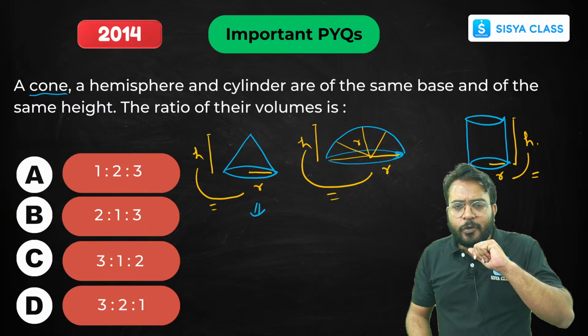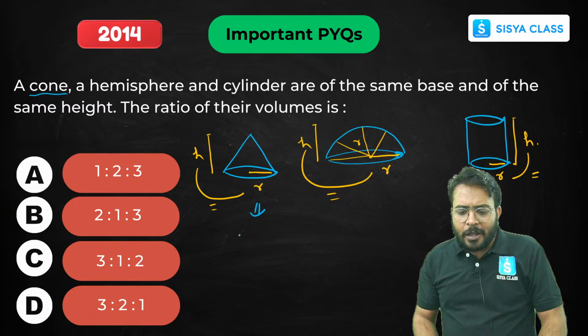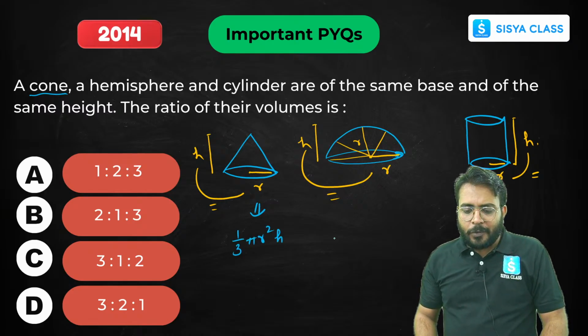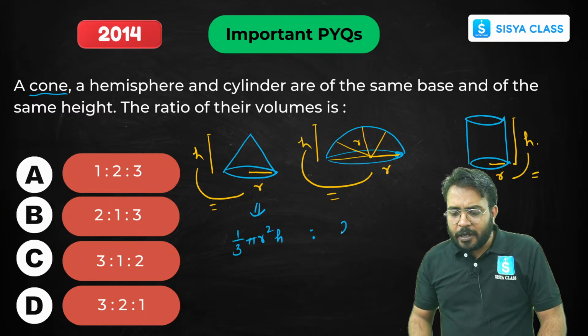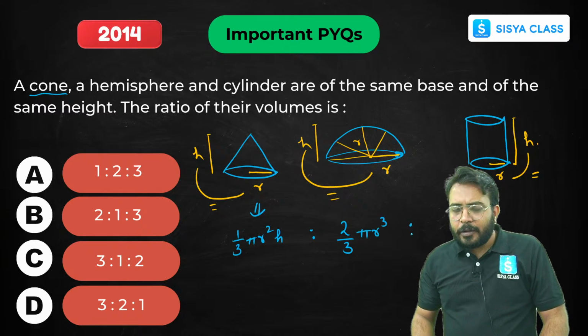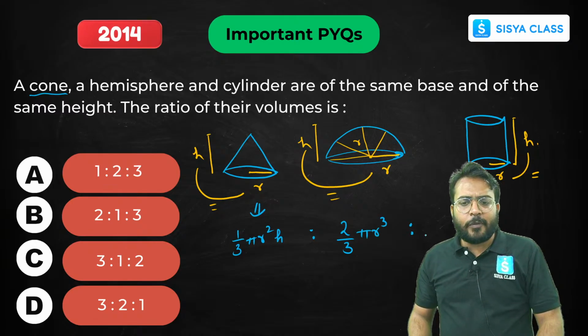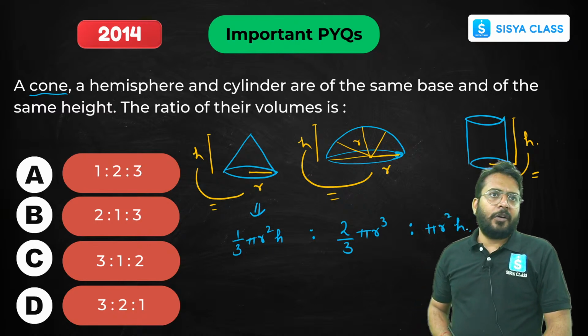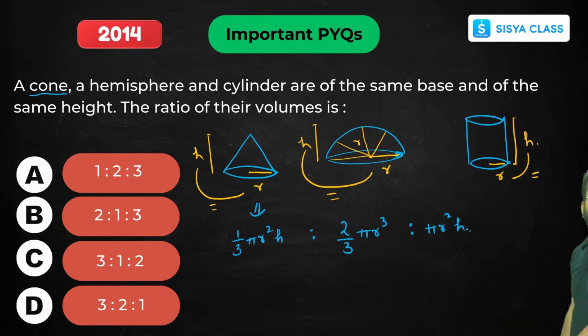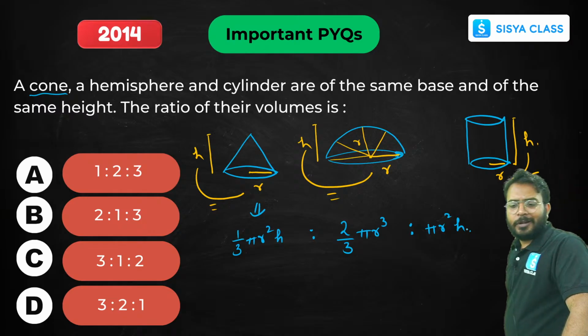What is the volume of your cone, dear? Volume of your cone is nothing but 1/3 pi r square h. Yes or no? And the volume of the sphere is 2/3 pi r cube, and the volume of your cylinder is nothing but pi r square h. All right. Okay, fine. I hope that this whole figure is visible to you.